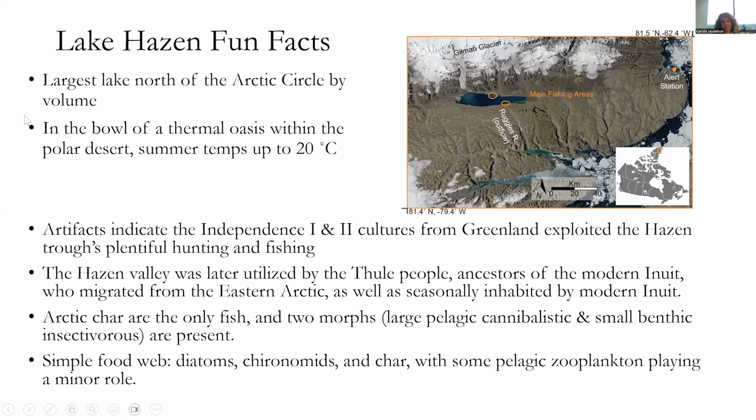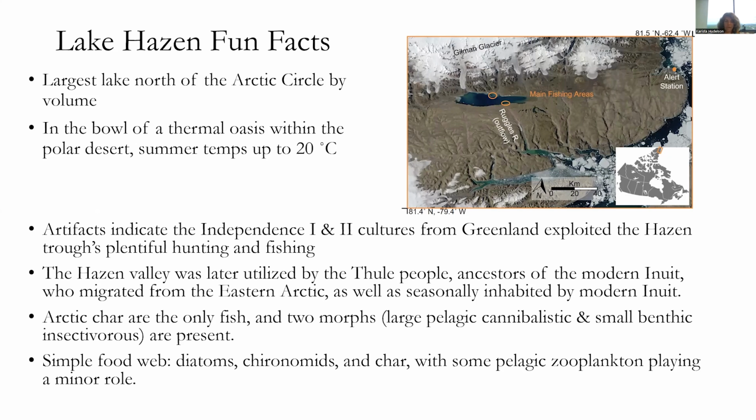Summer temps in this basin can reach up to 20 degrees C, so it really is a thermal oasis. We see artifacts indicating that the Independence 1 and 2 cultures from Greenland were active in this watershed. And later, the Hazen Valley was used by the Thule people, who are ancestors of the modern Inuit, and they migrated all the way from the eastern Arctic, so Alaska, as well as seasonally exploited by modern Inuit as well.